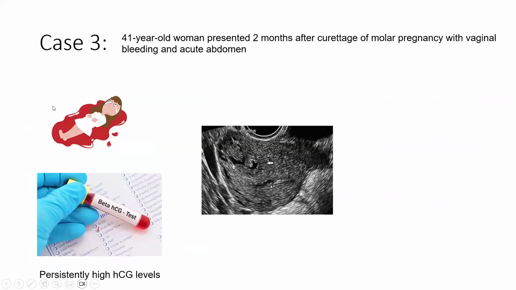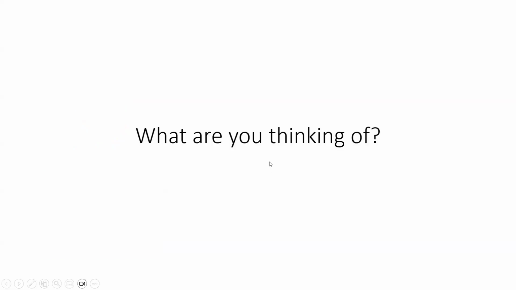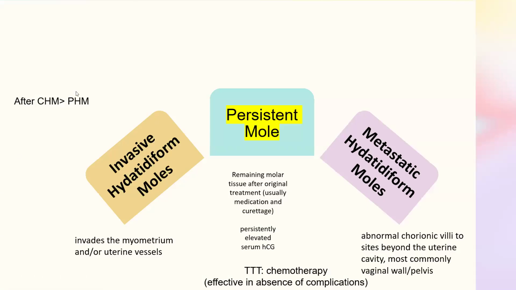Now we come to case number 3. We have a 41-year-old woman who presented 2 months after curettage of a molar pregnancy. She had a molar pregnancy already, and she had a curettage, and she still has vaginal bleeding, and she has acute abdomen. We did the beta HCG, it was persistently high, and we did the ultrasound, and we saw this. So what are you thinking of? What might this patient be suffering from? Yes, persistent mole. She probably has a persistent mole.